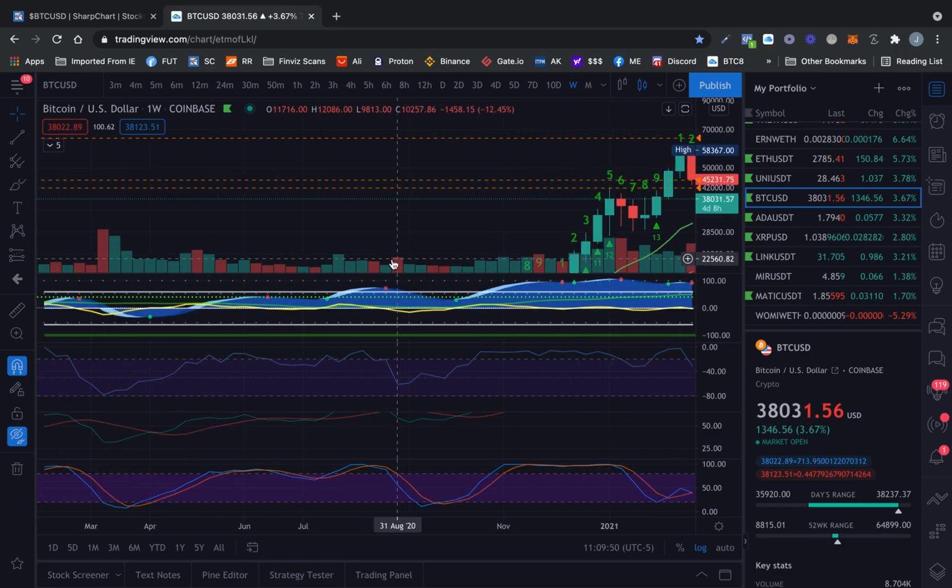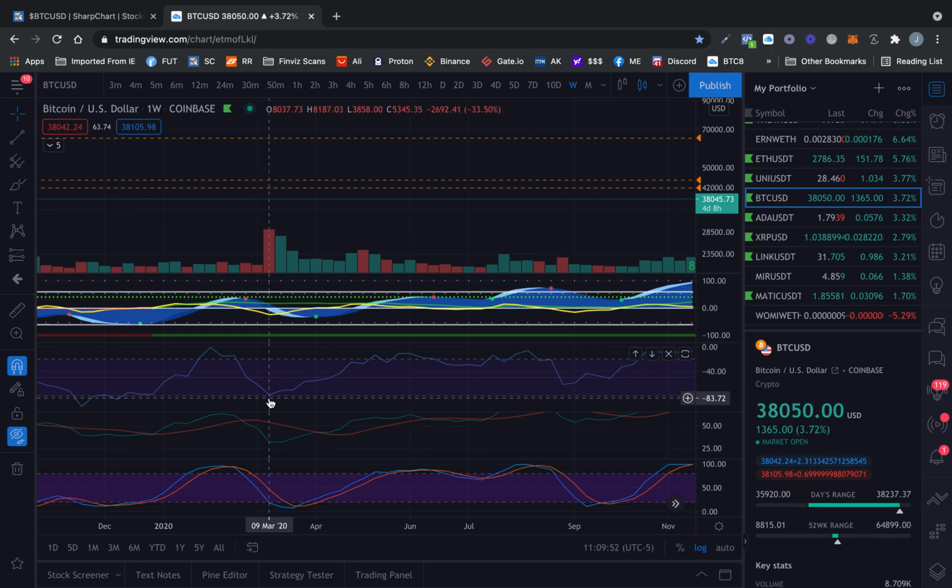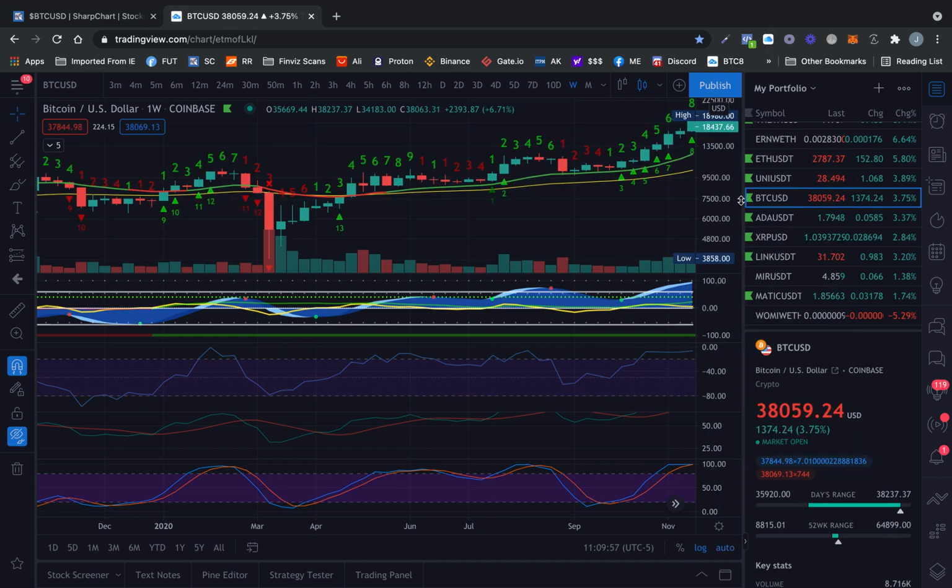I don't know. Let's see if I can find another one. Here was one where it touched it. Man, I lost all my price action. Let's see. Okay. Yeah, you had a major red signal right here with a red X.